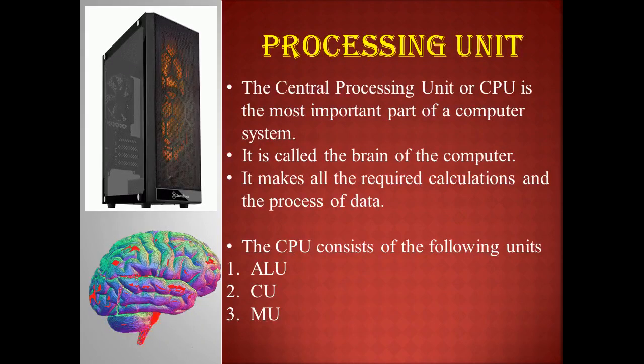Next one is the system unit. The system unit is the core of the computer system. Generally, it looks like a rectangular box. Inside the box, there are many electrical components. The most important component is the central processing unit, CPU. CPU is the brain of our computer.